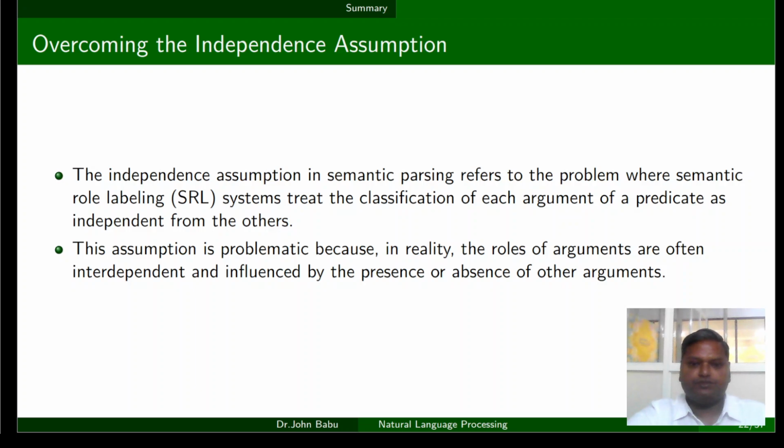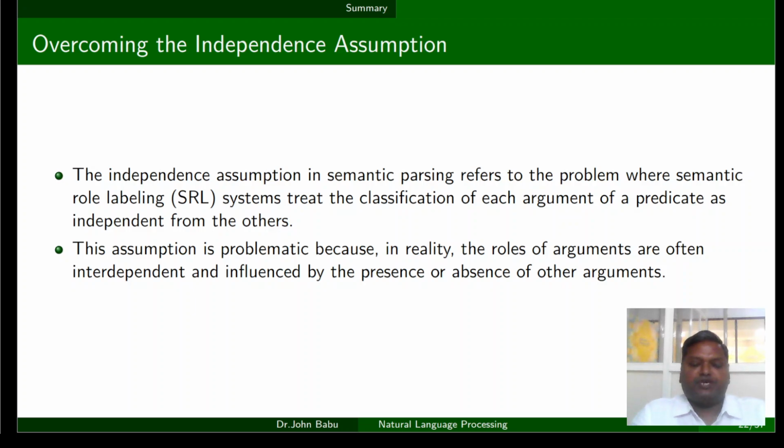So, as we discussed the topic of semantic role labeling, one more aspect to be considered is that in semantic role labeling, the systems treat each argument of a predicate as independent from each other when they are classifying the arguments.